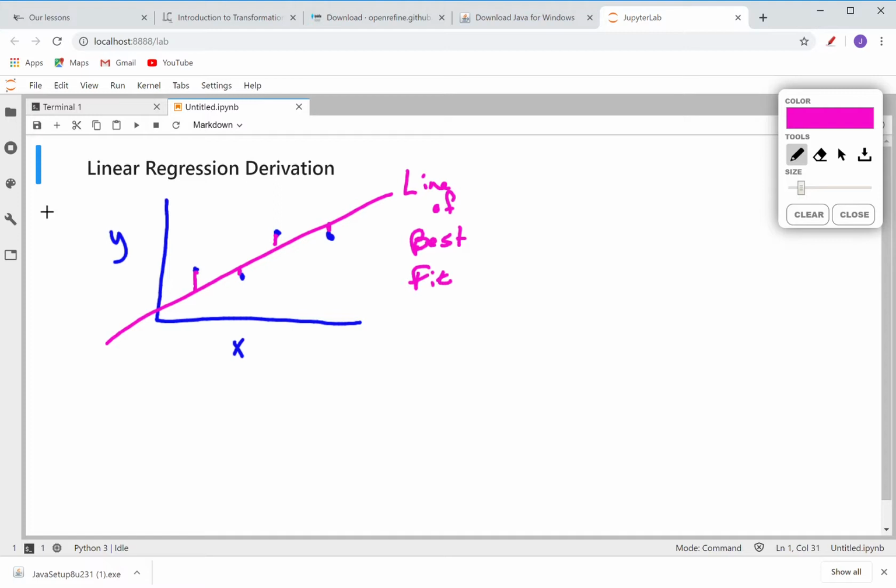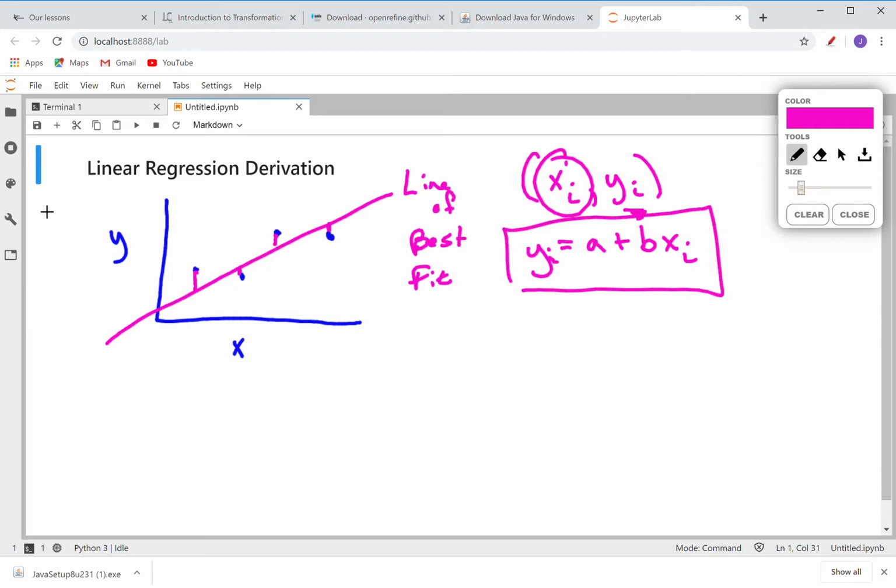So we have data points that look like this. There's some x and y pair. And we're trying to write an equation that looks like y equals a plus bx. And I'll say i. To predict, given some x input variable, can we predict what y would be? All right, so this is what we want. We want an equation here.